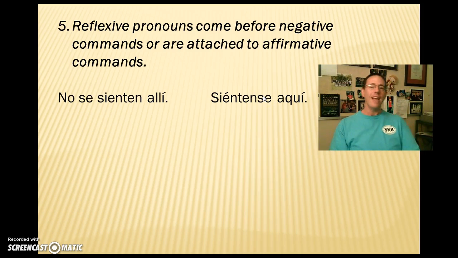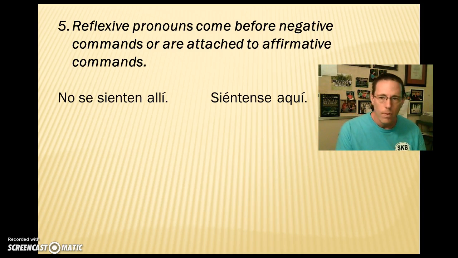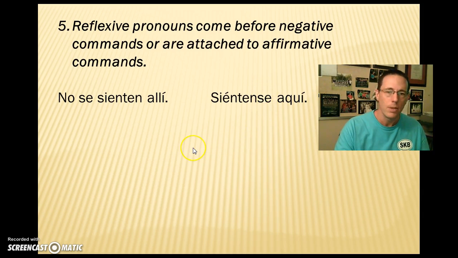So you can attach these to the end of them if they're affirmative. But if they're negative, you have to put them before the conjugation. So obviously, we're going to need to hash that out and practice it more in class. It can be a little tricky at first. So take your time if you're doing the extra credit part of this, and hopefully we'll be able to point you in the right direction come next week as well.